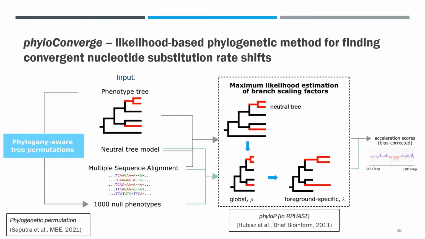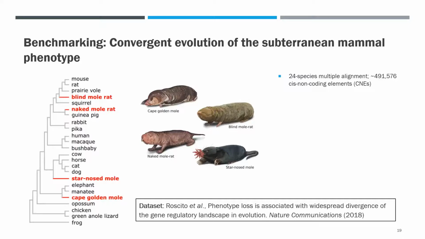So we then benchmark our method using a data set that was previously analyzed by Roscito and colleagues, which is on convergent evolution of the subterranean mammal phenotype. And this data set contains a multiple alignment of 24 species with 4 mole rat and mole lineages that can serve as our foregrounds. And from this multiple alignment, Roscito had also calculated 500,000 cis non-coding elements using phastCons, which will be the base of our initial analysis.